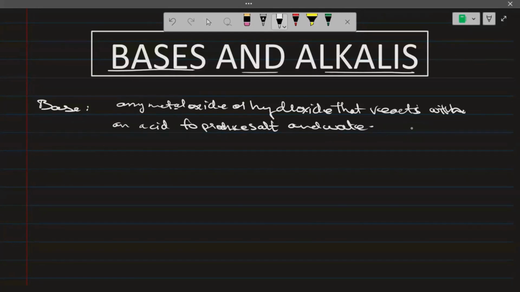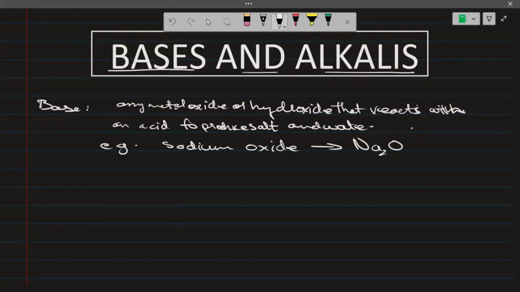Okay. So some examples of bases are sodium oxide. These are some examples of a base. And what is its formula? It's Na2O, because oxygen has a two charge. That's why the two charge will transfer to Na. Na has one charge.